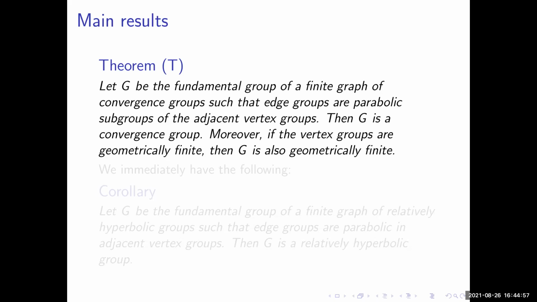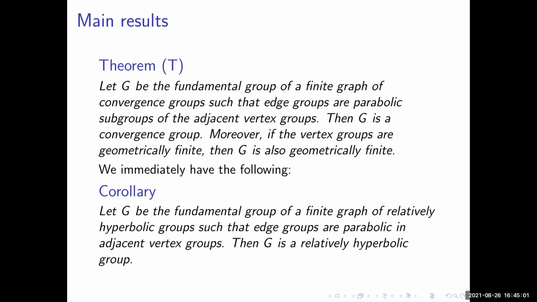Using this theorem, we immediately have the following corollary. Let G be the fundamental group of a finite graph of relatively hyperbolic groups, such that the edge groups are parabolic. Then G is a relatively hyperbolic group. We also have a description of this Bowditch boundary from the proof of the above theorem. So we will see how we are constructing this.